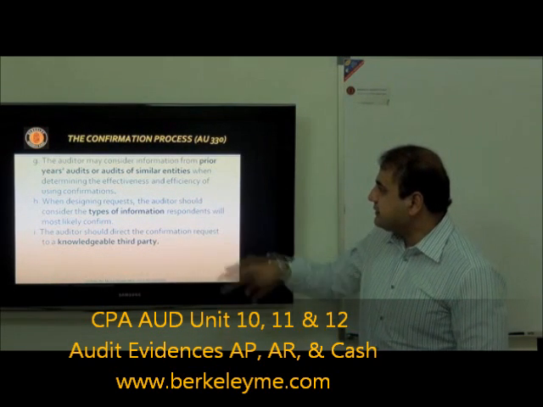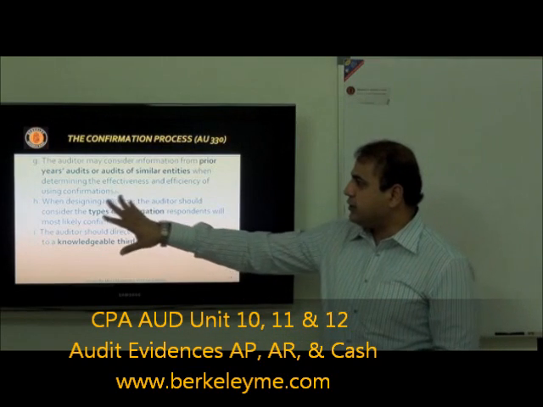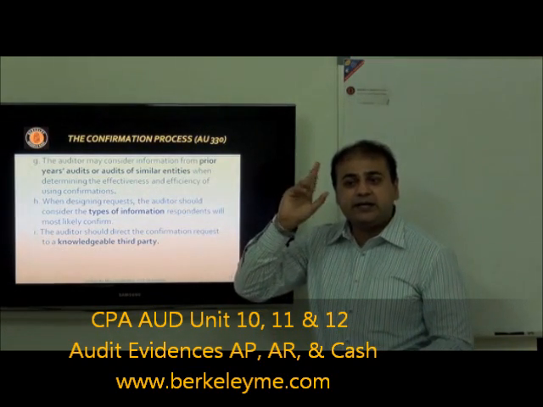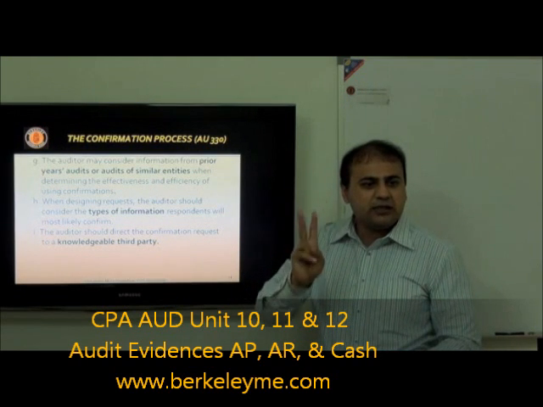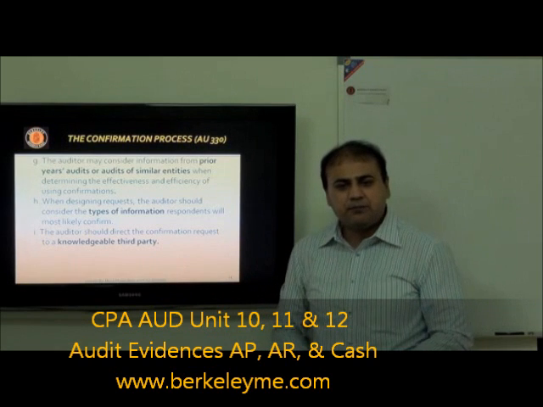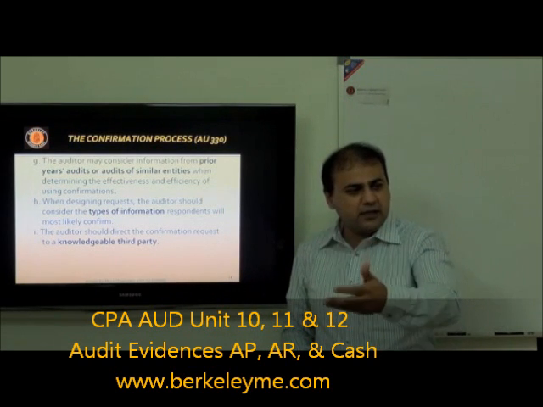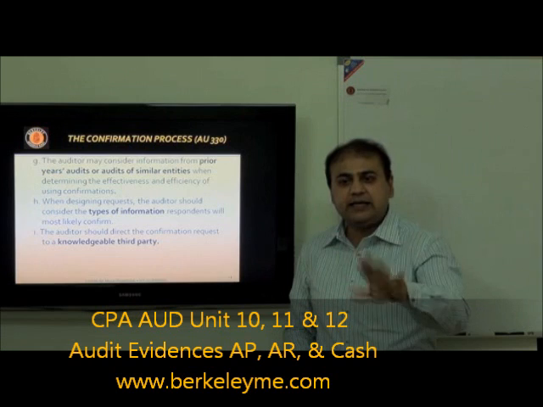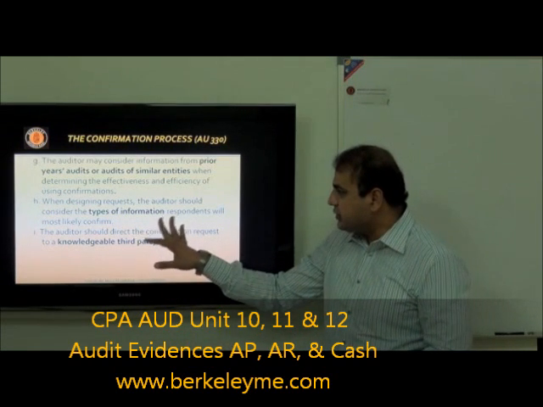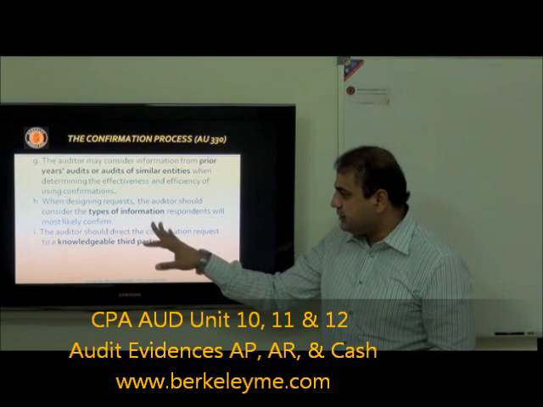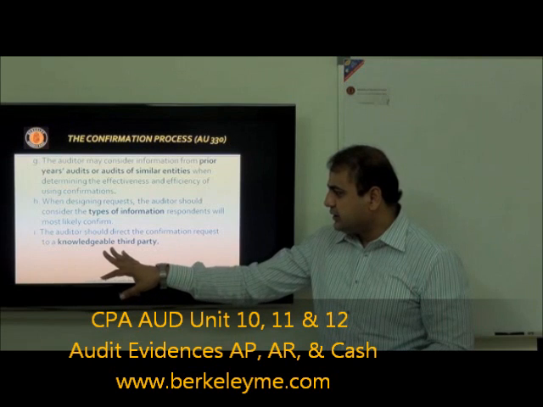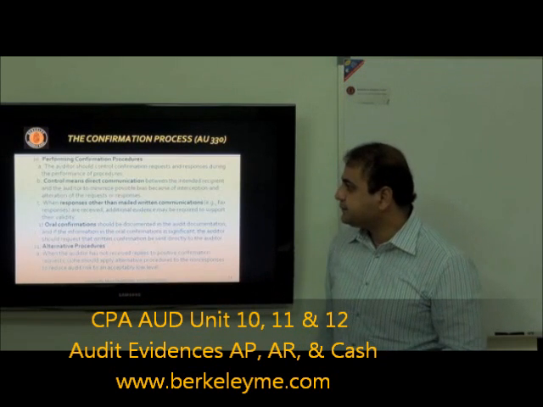Now the auditor may consider information from prior year audits or the audit of a similar entity. This is in the analytical procedure. You know, when the auditor is going to compare something with the industry, with the same company, with the last year, with the trend analysis, these are the analytical procedures. And when designing the request, the auditor should consider the type of information he is looking for, and the auditor should direct the confirmation request to the knowledgeable third party.